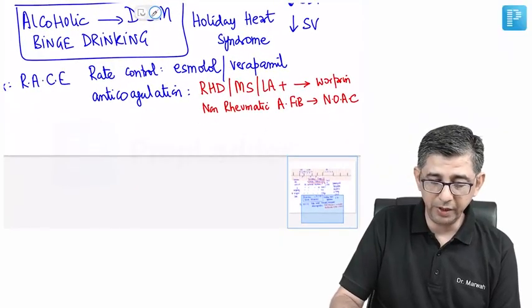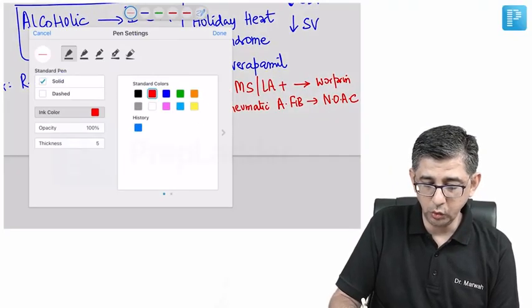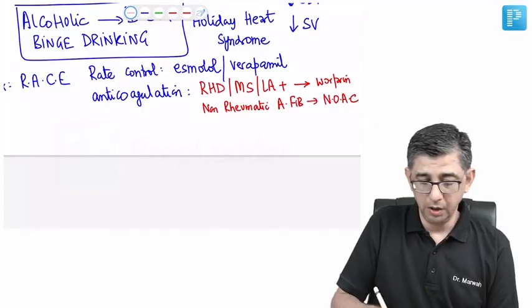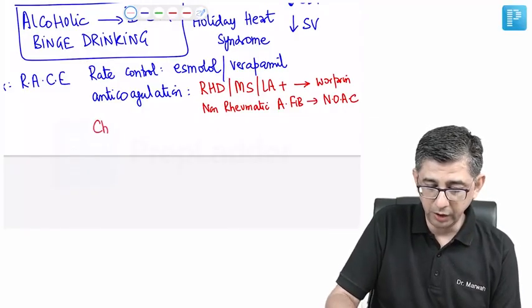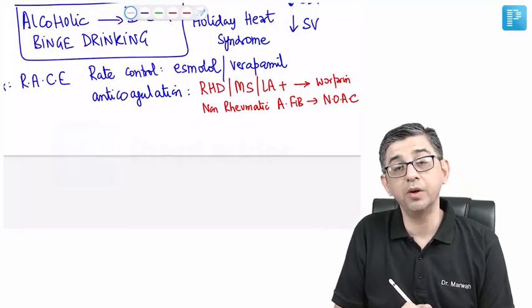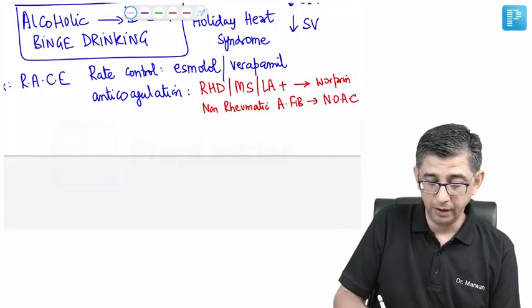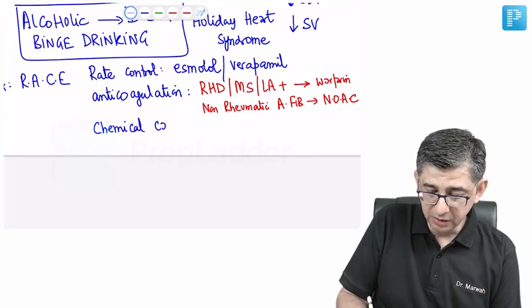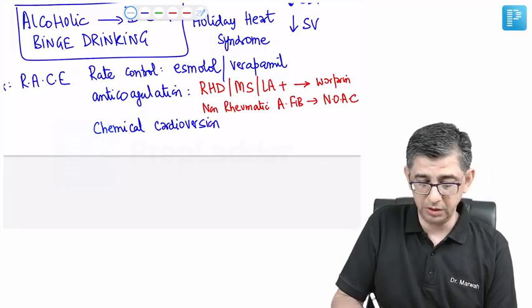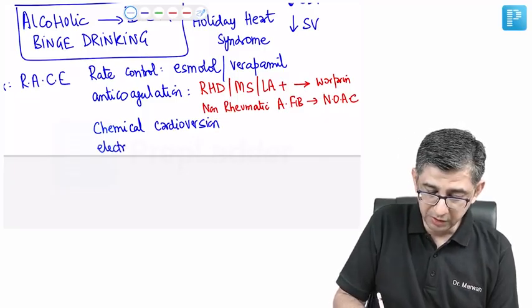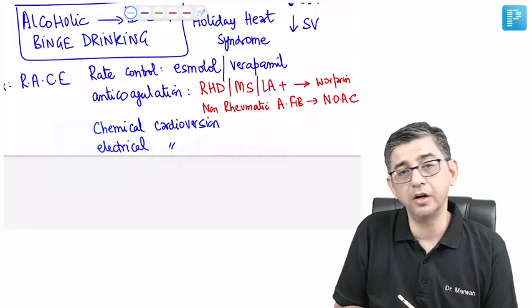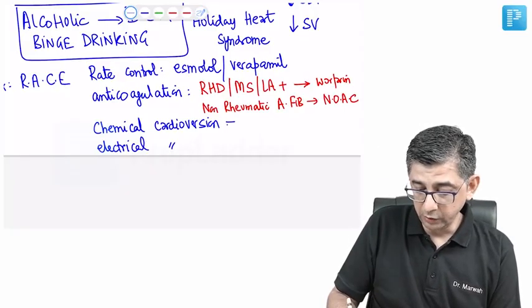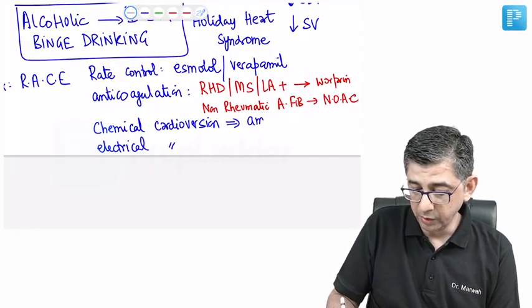And now we come to alphabet C of this mnemonic, which would be to go in for chemical cardioversion. What I imply by chemical cardioversion here is that I'll be using drugs to shut down the ectopic focus in the left atria. We first go in for chemical cardioversion. If that fails, then we can go in for electrical cardioversion. For chemical cardioversion, the drug that we shall be using is amiodarone.